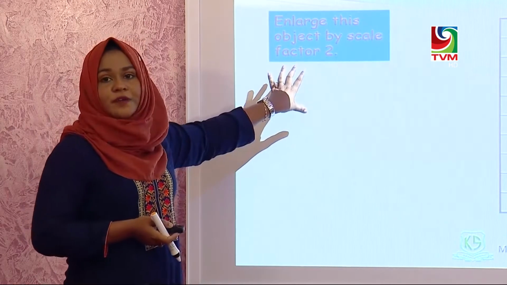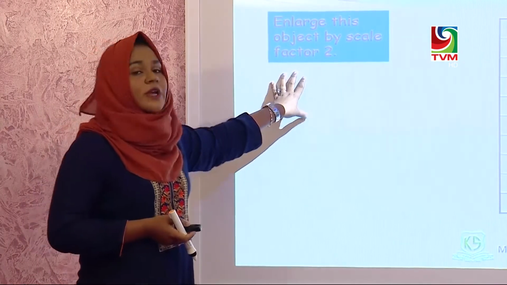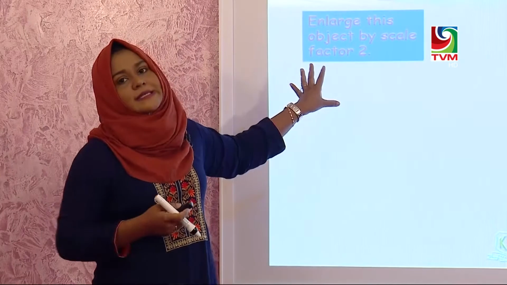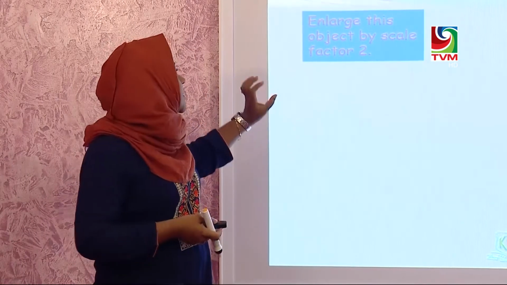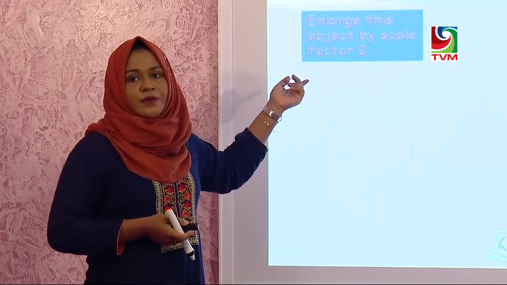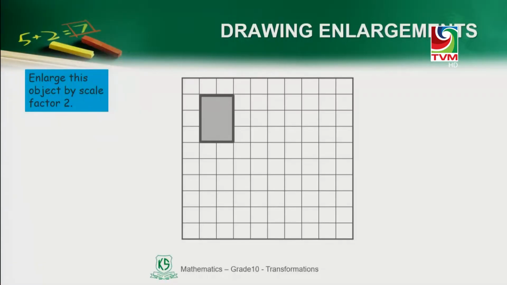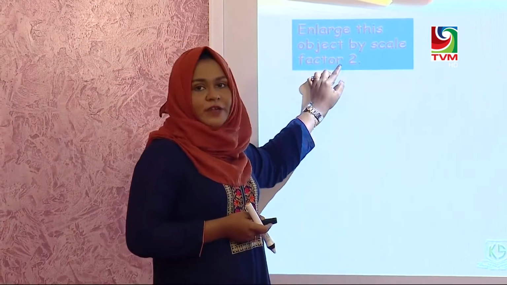Since we don't have the center of enlargement here, you can draw your enlargement anywhere on the grid. It will be correct because we don't know where it is going to be, since the center of enlargement is not given. So the only information we know here is we have to enlarge this one by scale factor 2. So no matter where you draw the enlargement, enlarge it by scale factor 2. We know that our image, our enlargement, will be twice bigger since the scale factor is 2.